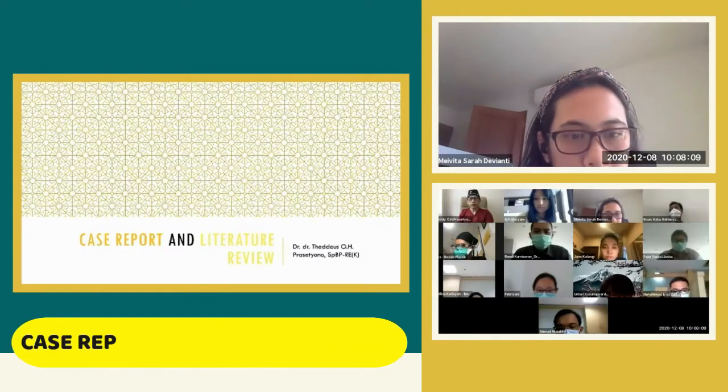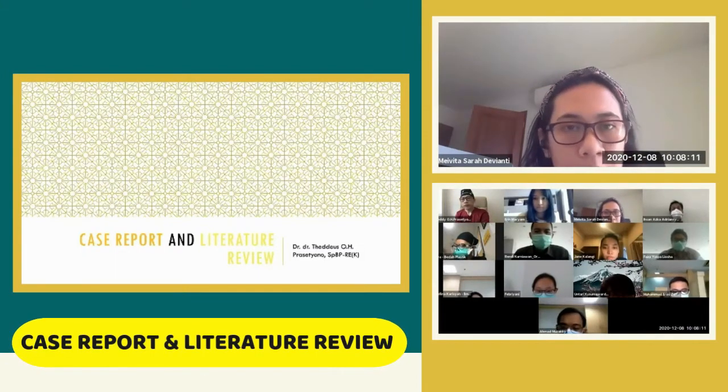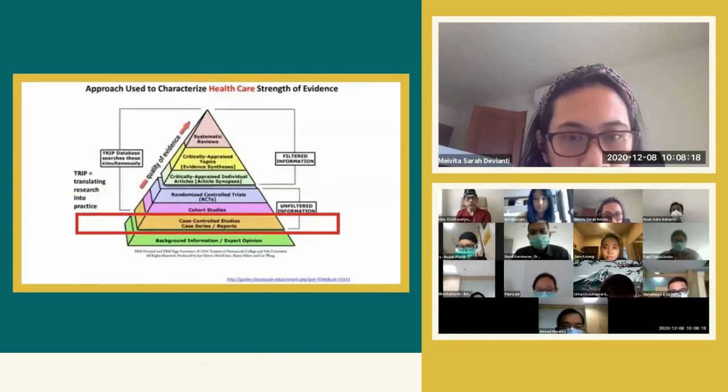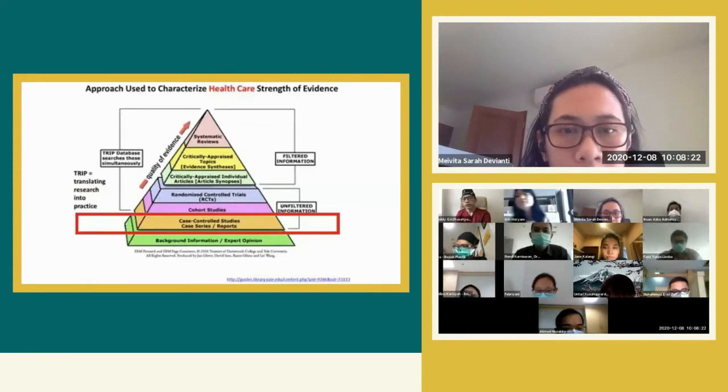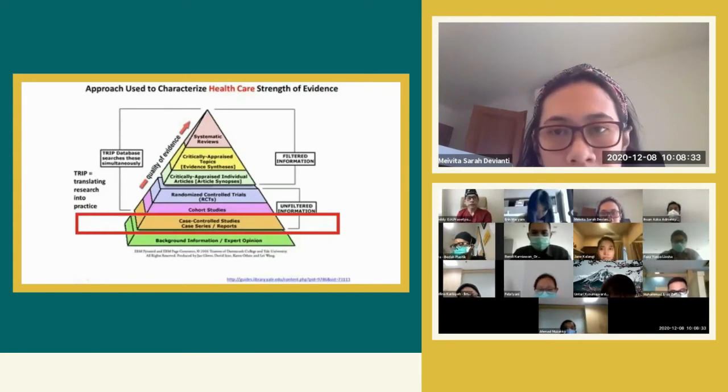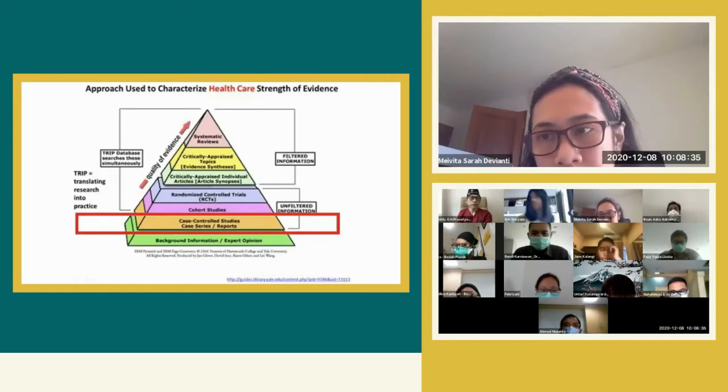I would like to present about the first topic regarding the case report and literature review. Firstly, I believe all of us are already familiar with this type of pyramid. It illustrates the strength of evidence for each type of study. The higher the study is located in the pyramid, the stronger the evidence it has.